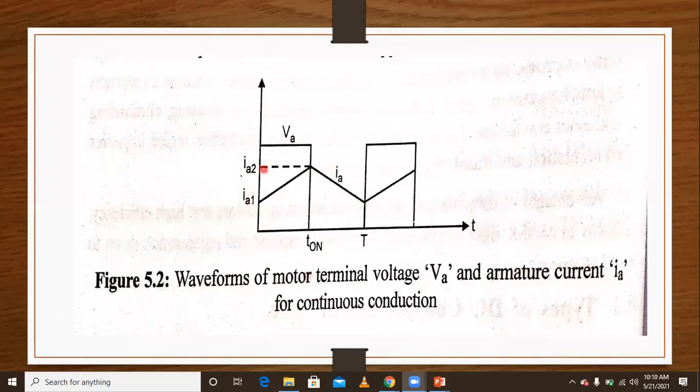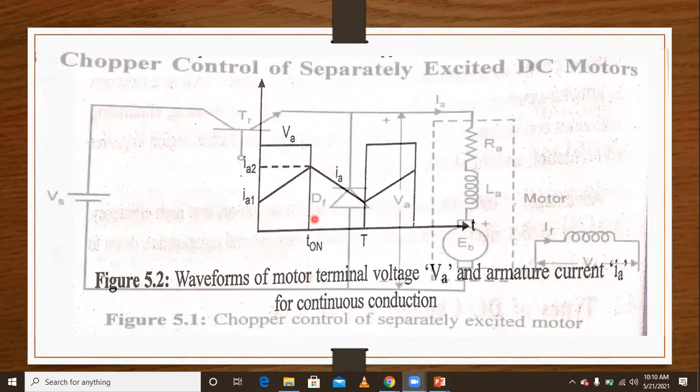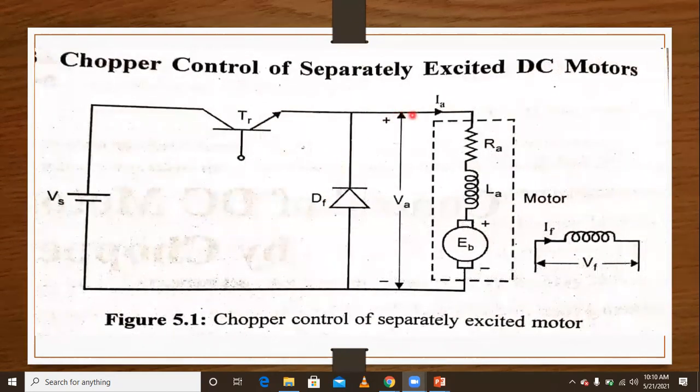The chopper is turned off when the current increases above this region, between IA1 and IA2. When the current increases beyond the upper limit IA2, the chopper is turned off, and the load current freewheels and starts to decrease.